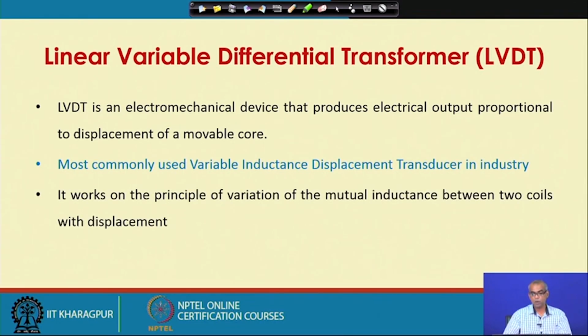LVDT works on the principle of variation of the mutual inductance between two coils with displacement. LVDT is a passive transducer. If you remember, we had classified instruments as active and passive, so an active transducer and a passive transducer. LVDT is an example of a passive transducer.